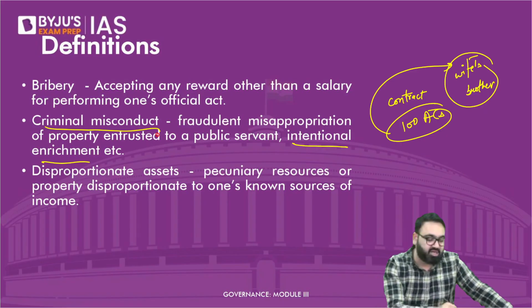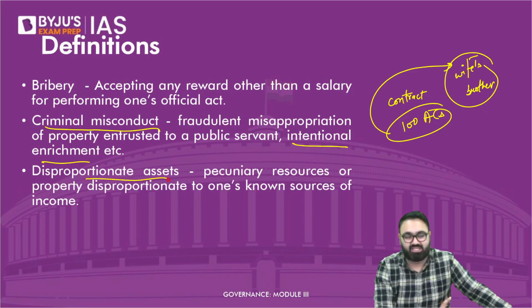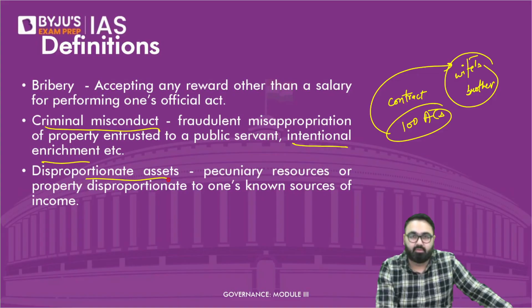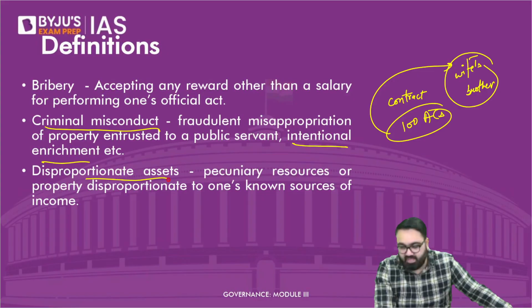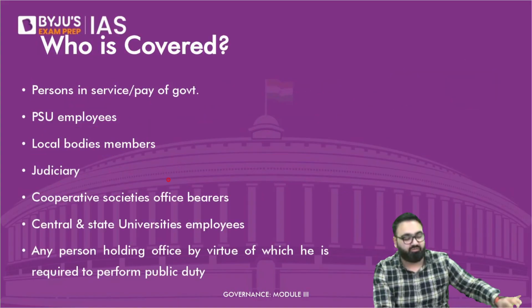Third, disproportionate assets, something that we discussed yesterday as well. If you have assets, property, money, which is not in proportion to your income. Your income is 50,000, but you travel by an Audi, Mercedes, Bentley. That is a case of disproportionate asset. All these things are punished under the Prevention of Corruption Act.